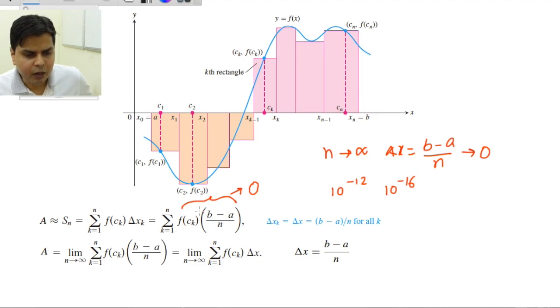So you may ask how, if I am adding these very, very small rectangles, I am getting an area A, which is a finite area.